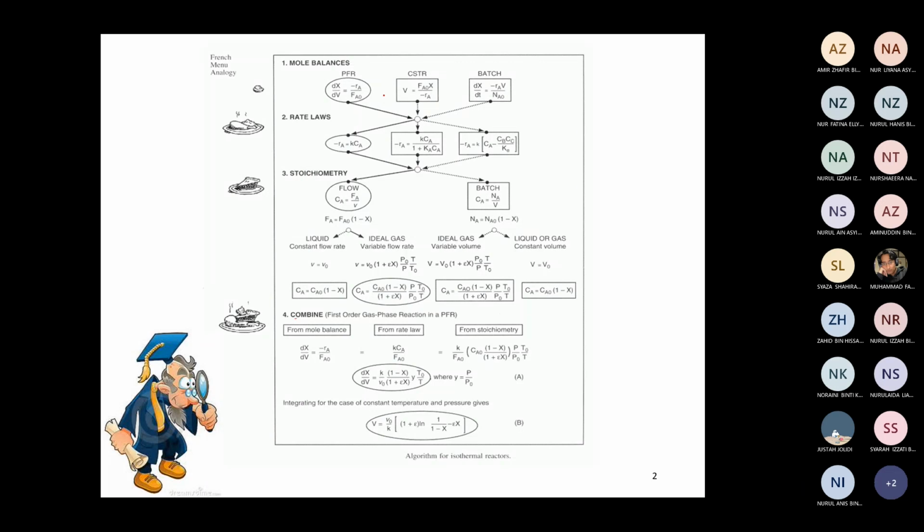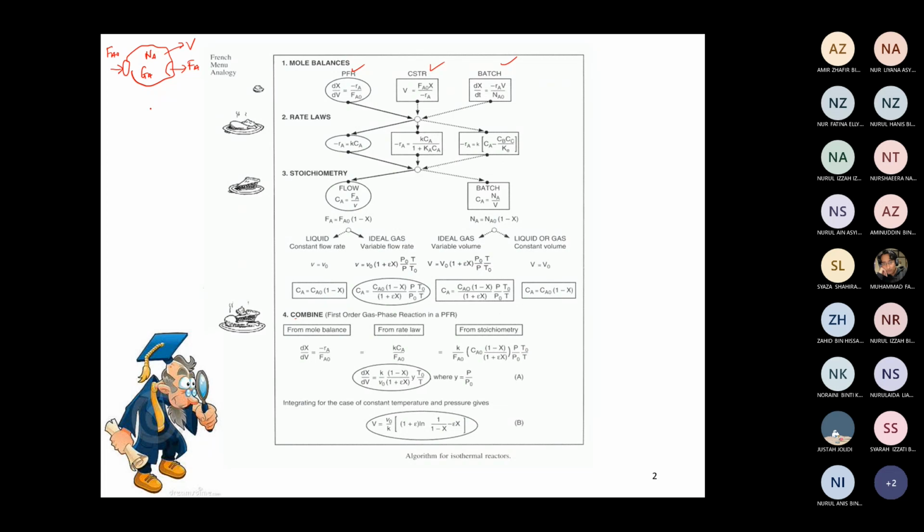So this is the mole balance for PFR, CSTR, and batch. Let me recall how we get this equation. Let's say we have a system with a volume, a flow in, and a flow out, and a reaction occurs. We denote the generation as GA, and there is the accumulation of molecules A here.